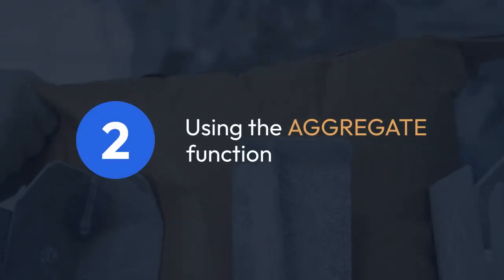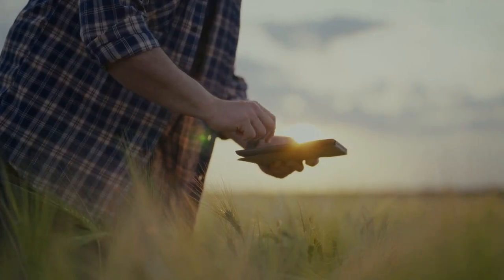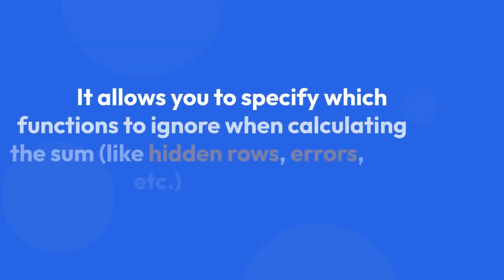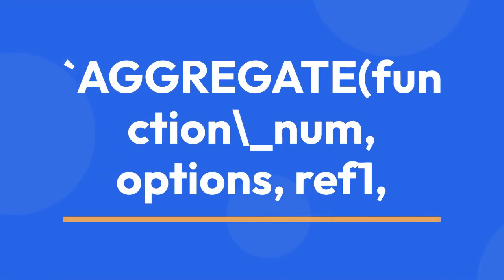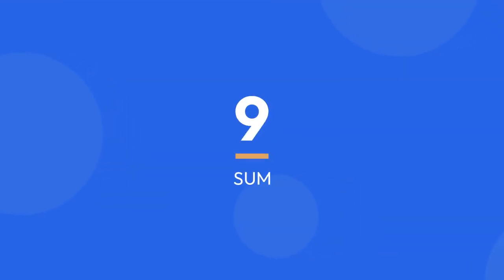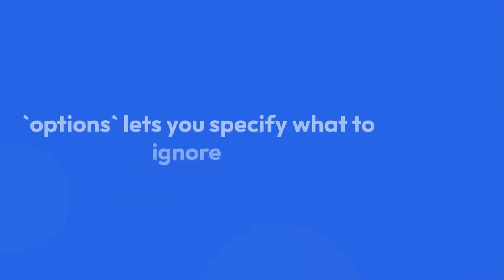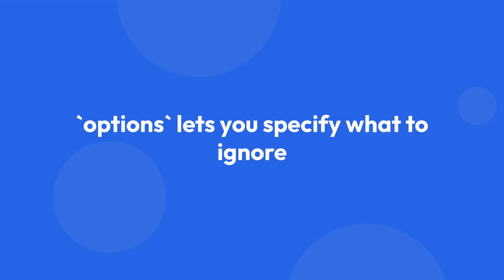Using the AGGREGATE function. The AGGREGATE function provides even more flexibility. It allows you to specify what to ignore when calculating the sum, like hidden rows, errors, etc. The syntax is AGGREGATE(function_num, options, ref1, ref2, ...), where function_num is similar to SUBTOTAL, 9 for sum, and options lets you specify what to ignore.